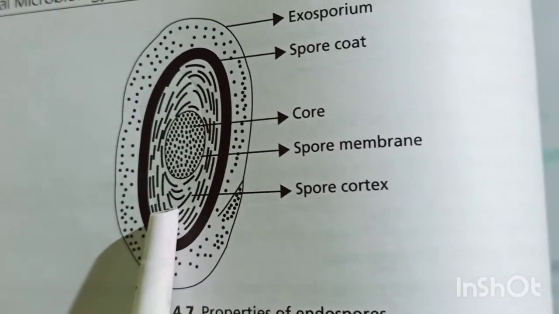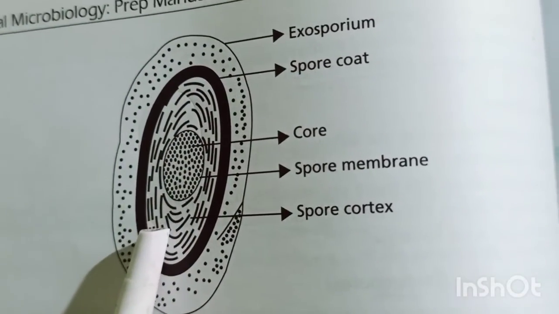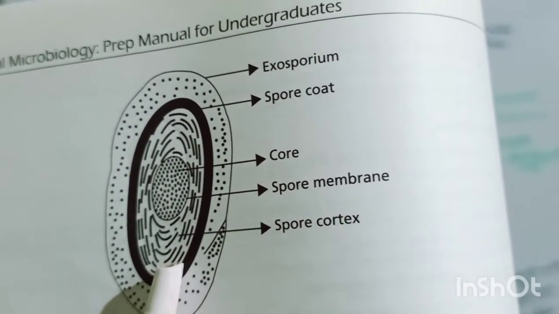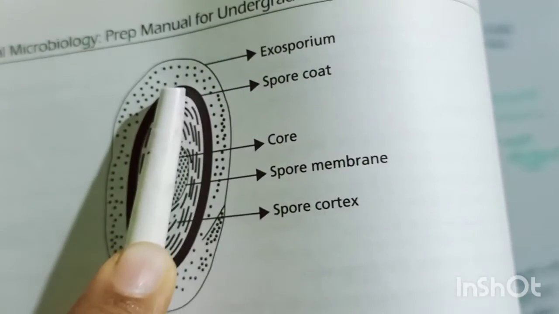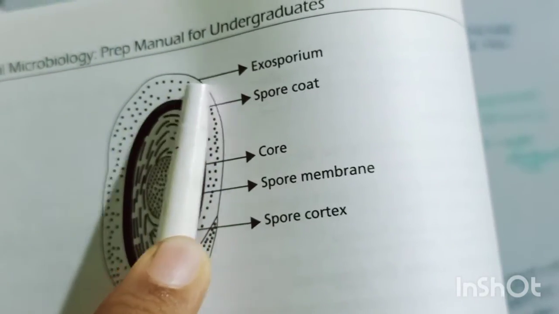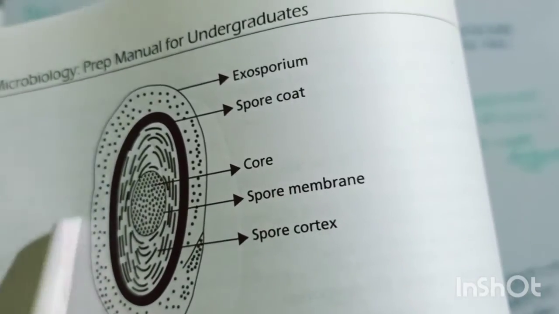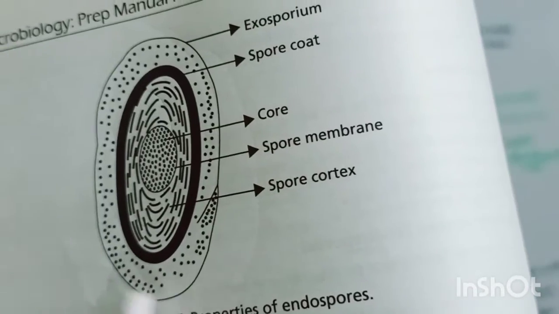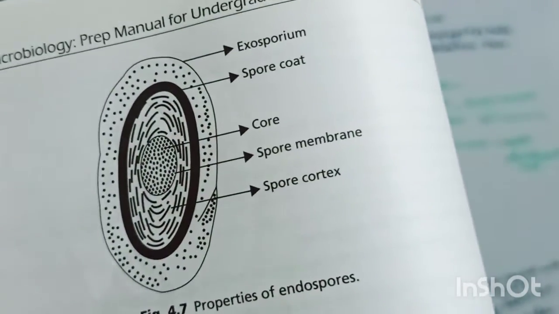The cortex is the thickest layer, containing unusual peptidoglycan with cross links, and it is mostly sensitive to lysozyme activity. Next, the spore coat contains a keratin-like protein, but it is not keratin, and it contains disulfide bonds, so it is usually impermeable. Next, the outermost exosporium is only present in some species. This exosporium contains lipoprotein and also some carbohydrates. So this is about structure.